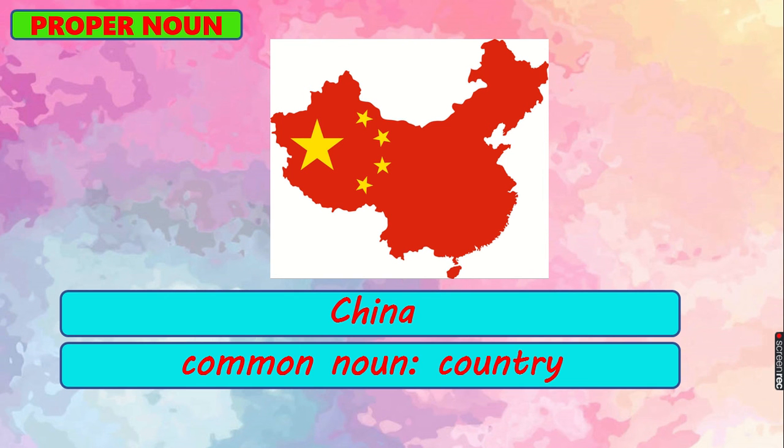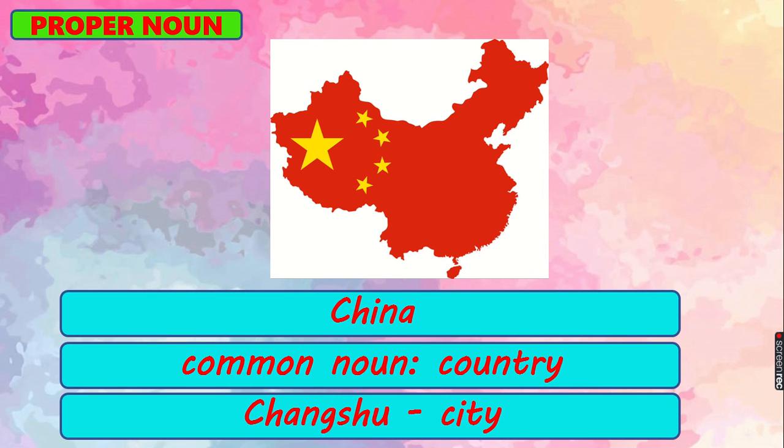Which city do you live in? Changshu, right. Changshu is a proper noun, that's why it starts with letter C. And its common noun is city. Its common noun is city. Now let's move on to the next one.